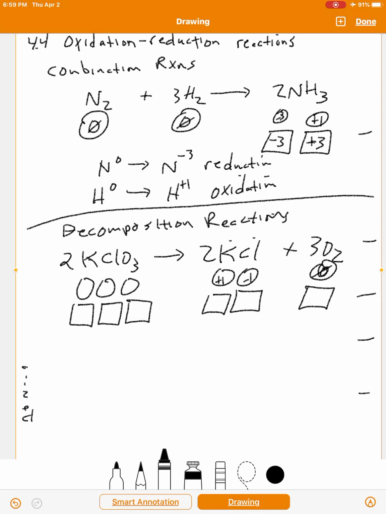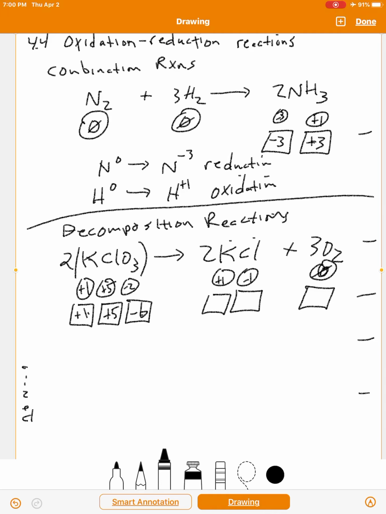And then we come over here. Potassium's plus 1, that's an alkali metal. Chlorine, well, it's not so clear what happens here. Oxygen's minus 2. There are 3 oxygens, so that's minus 6. There's 1 potassium, so that's plus 1. We're ignoring the coefficient; we're just dealing with the one molecule of the substance. So plus 1 and minus 6, that's minus 5. That means the chlorine's got to be plus 5.